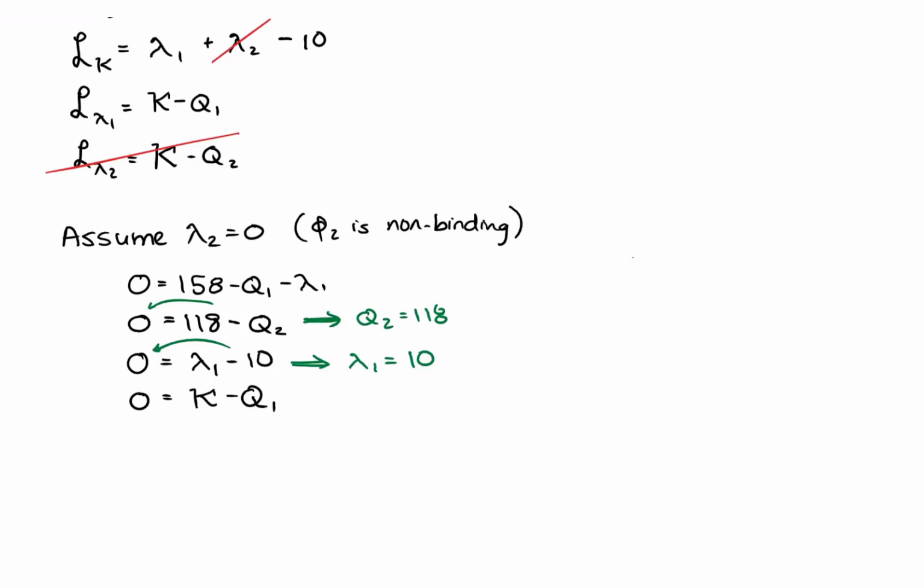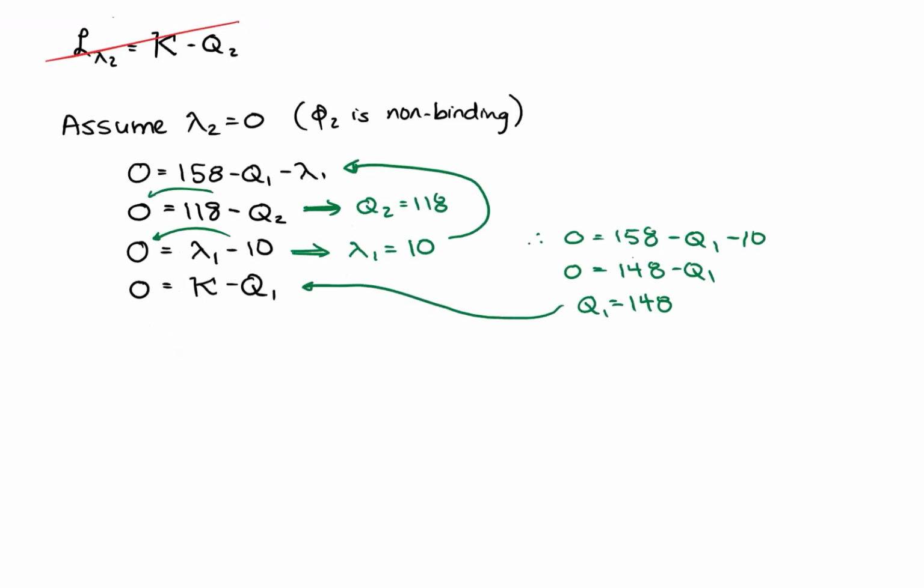Now I'm going to put this information into the first equation. I get 0 is equal to 158 minus Q1 minus 10. Therefore, 0 is equal to 148 minus Q1. Q1 will be equal to 148. Now I can substitute that into this last equation. I get 0 is equal to kappa minus 148. Kappa will be equal to 148.